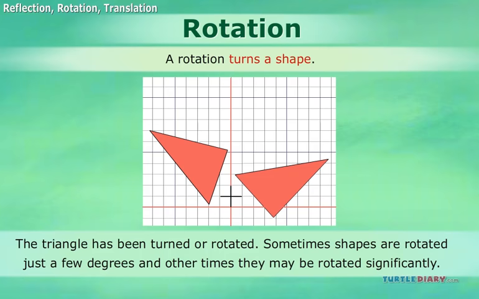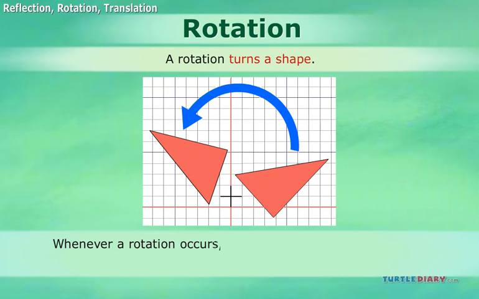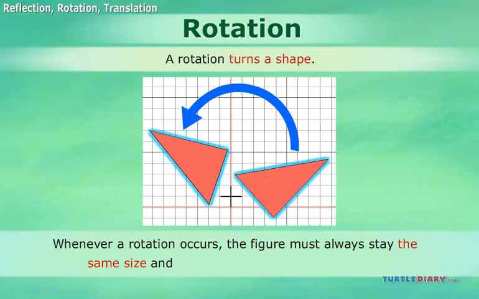In this example, the triangle was rotated counterclockwise. Whenever a rotation occurs, the figure must always stay the same size and the same shape. It is only turned.